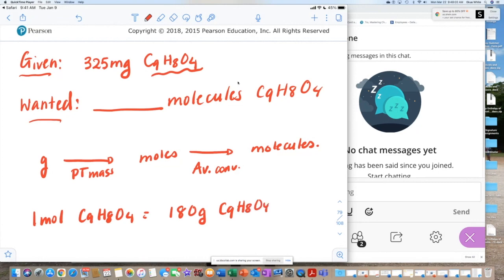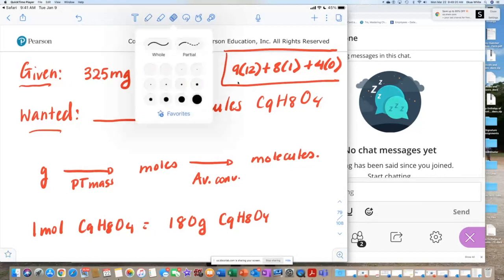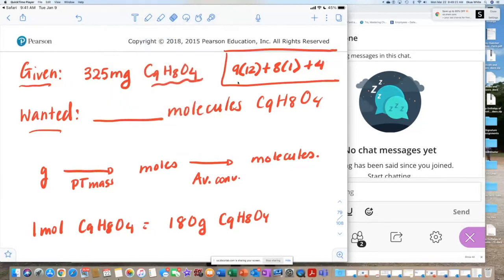C9H8O4. So just on the side note, what I did to figure out the mass here was I used the periodic table mass. Of course, I shorthanded it. So I did 9 carbons. Each carbon is 12 plus 8 hydrogens. Each hydrogen is 1 plus 4 oxygens. Each oxygen is what? Oh, I put O for oxygen. Oh my goodness, I'm not being consistent. My bad. Let me go back here. Each oxygen is what? 16, right? So I'm writing the abbreviated form, but yeah. And adding all these up gives me 180. I hope that's correct, right?